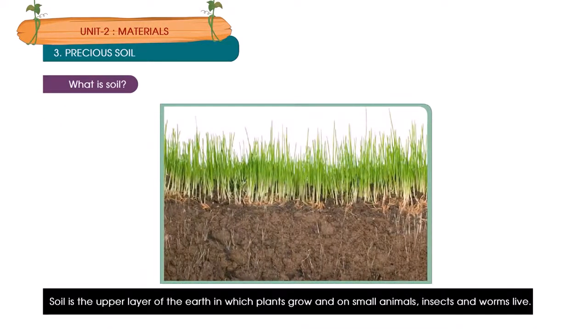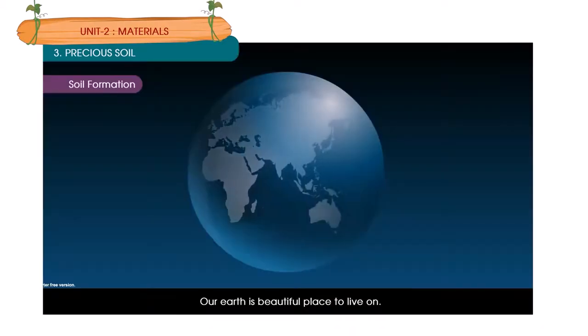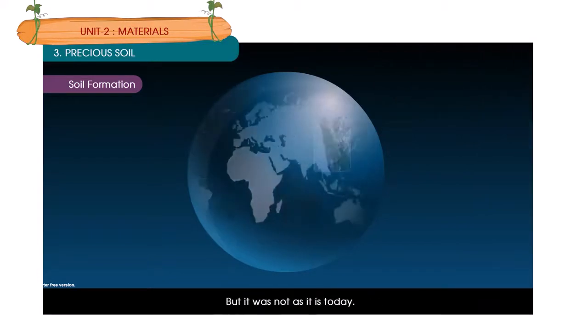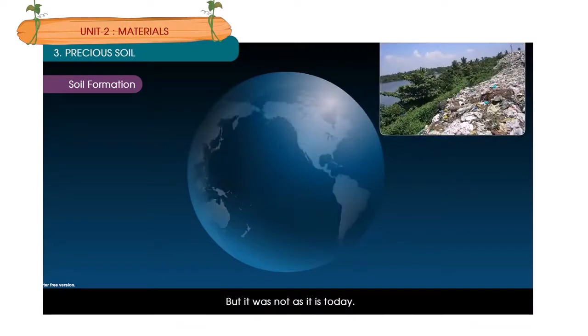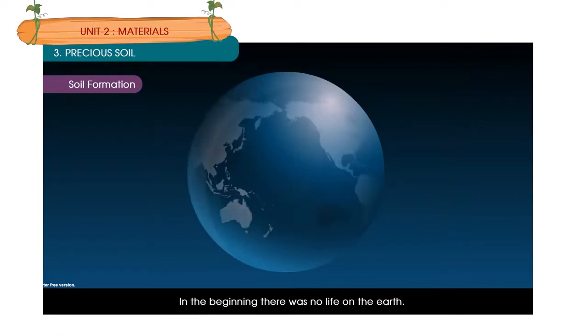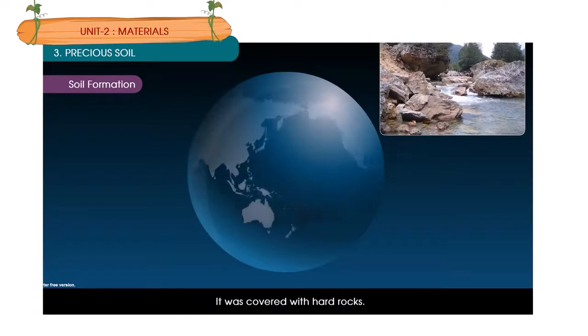Soil is the upper layer of the earth in which plants grow and in which small animals, insects, and worms live. Soil formation. Our earth is a beautiful place to live on, but it was not as it is today. In the beginning, there was no life on the earth. It was covered with hard rocks.